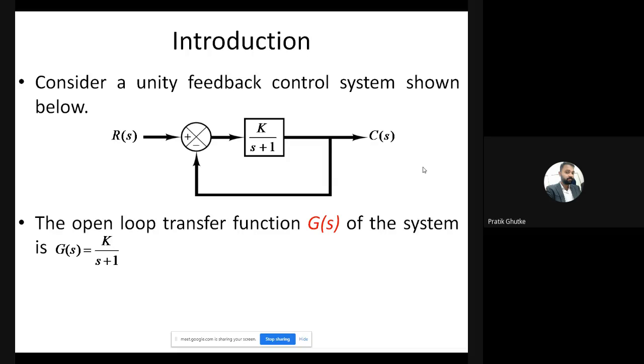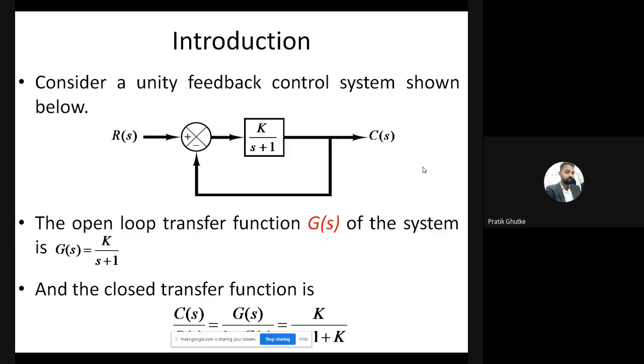Then if someone asks how to calculate the closed loop transfer function, the formula is G(s) divided by 1 plus G(s)H(s), and the characteristic equation is 1 plus G(s)H(s) equals 0. By simplifying this open loop transfer function, I can get the closed loop transfer function. The closed loop transfer function C(s) divided by R(s) equals G(s) divided by 1 plus G(s)H(s). So my transfer function will be K divided by S plus 1 plus K.